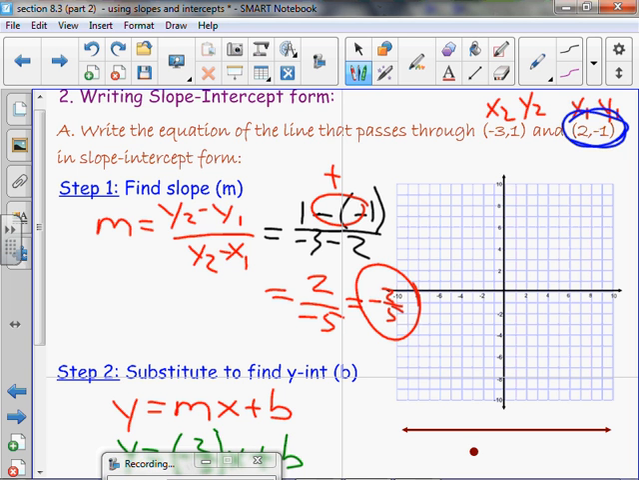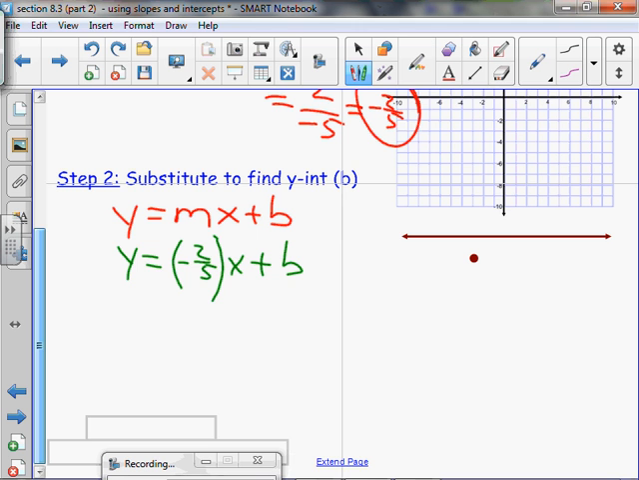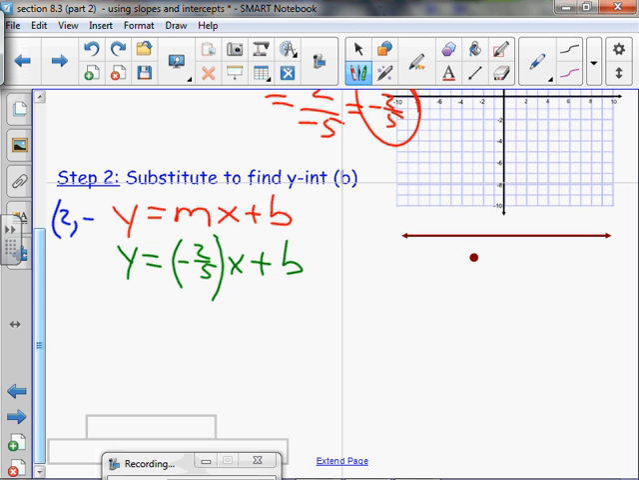Look what I can do. If I know that one point is 2 comma negative 1, I can temporarily put that point into my equation in order to find b. Because y would have to be, at one point, negative 1. That's going to equal negative 2/5 times x, which I know is, at some point, 2, plus b. If I now just solve for b, I know what b will be because it's not going to change at any point. It's always going to stay the same number.